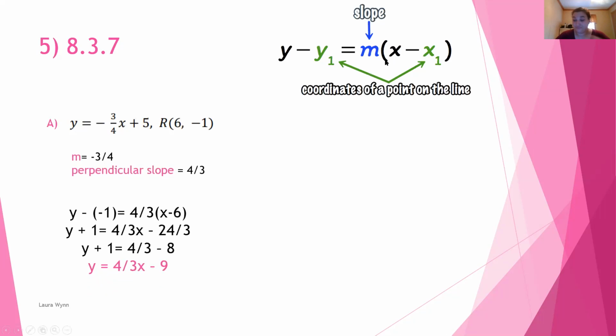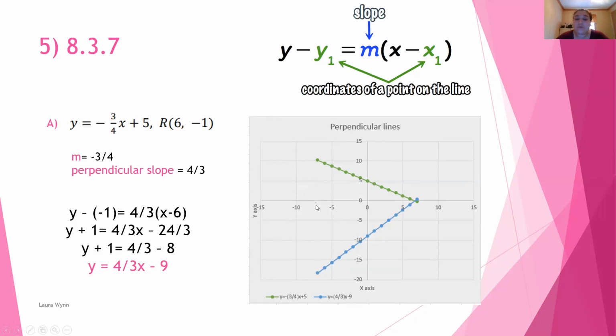Now we use our point slope form right here: y minus y1 equals m times x minus x1. So you just plug in the information you have. We have y1, which is -1, our slope, which is 4/3, and our x1, which is 6. And then you just work out the problem. Our perpendicular equation would be y equals 4/3 x minus 9. And I have this beautiful little graph here. The green one is the line equation that they gave us, and the blue one is our perpendicular line. And you can tell that they are perpendicular.